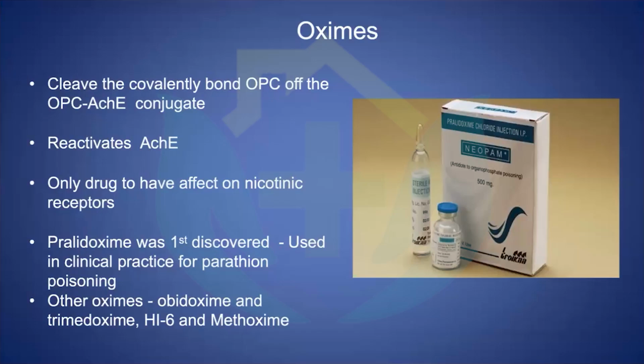So it produces reactivated acetylcholinesterase. It is the only drug that has an effect on the nicotinic receptor. Pralidoxime was the first discovered and used in clinical practice, in parathion poisoning, and other oximes like obidoxime and trimedoxime have also been used newly.